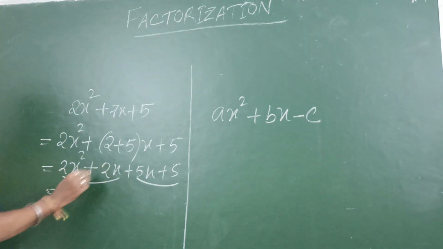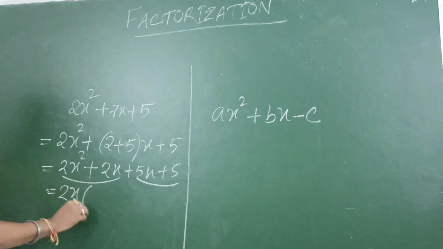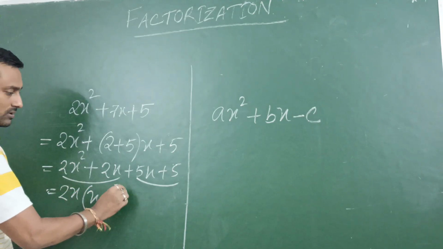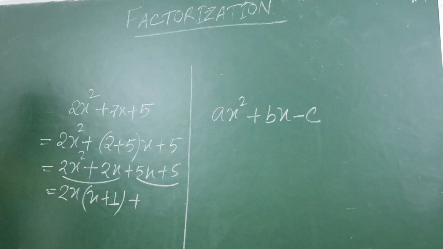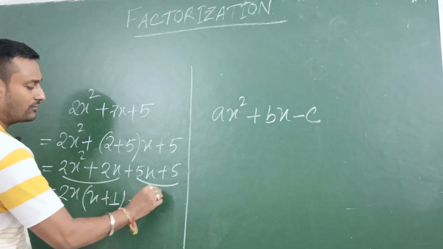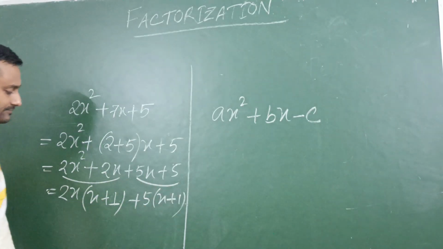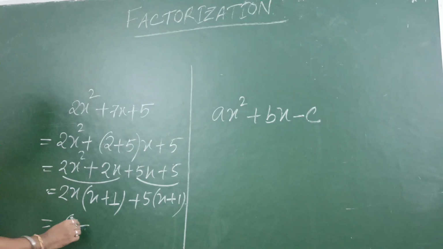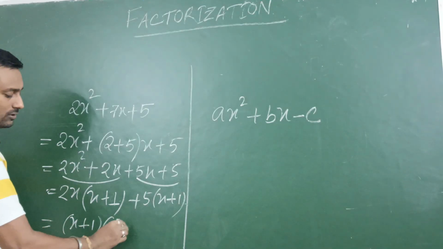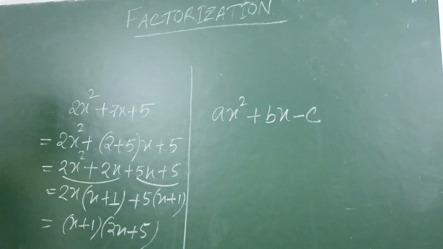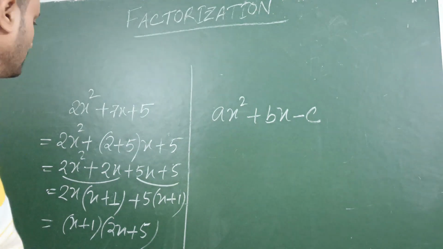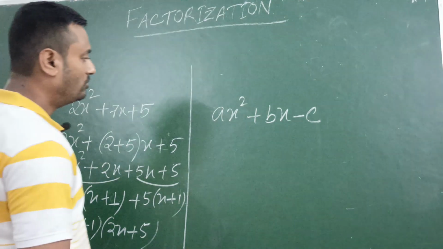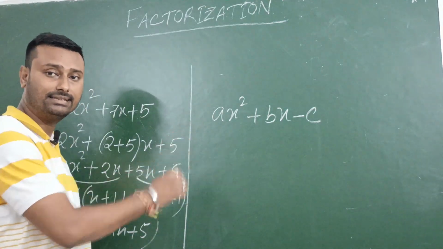Now, at first you take the first 2 terms, then the second 2. So from 2x square and 2x, you can take common 2x, then x plus 1, and from this you take common 5, then x plus 1. Now you can take x plus 1 common, then 2x plus 5. Okay, have you understood, my dear students? So now we are taking one example when c is negative.